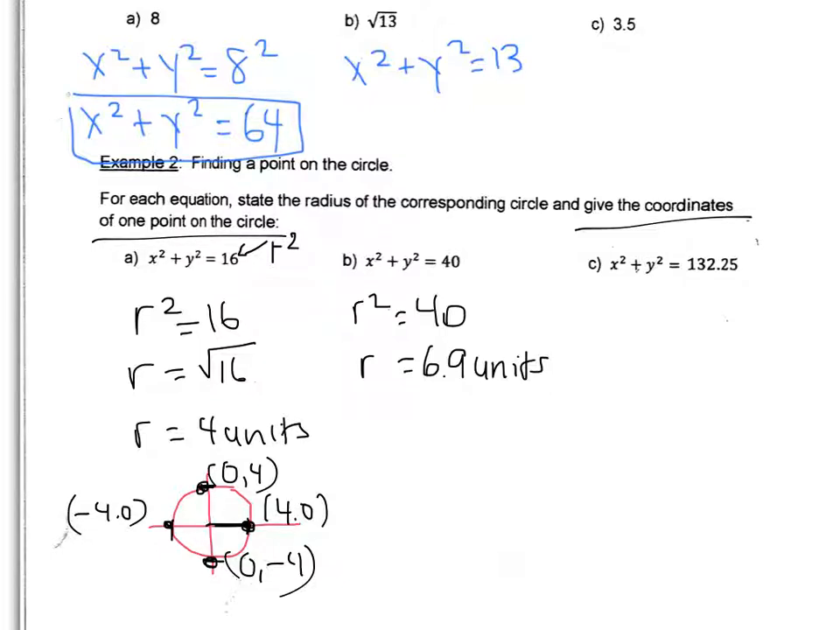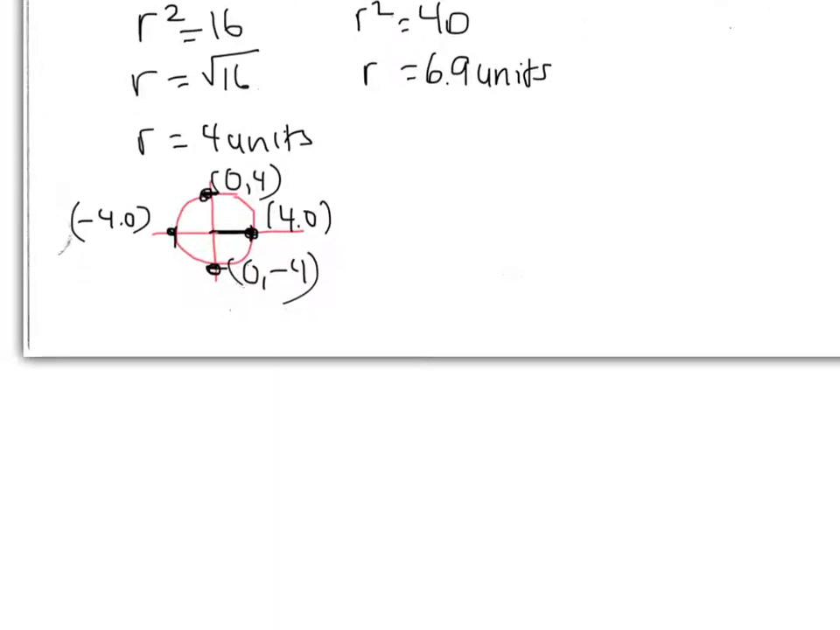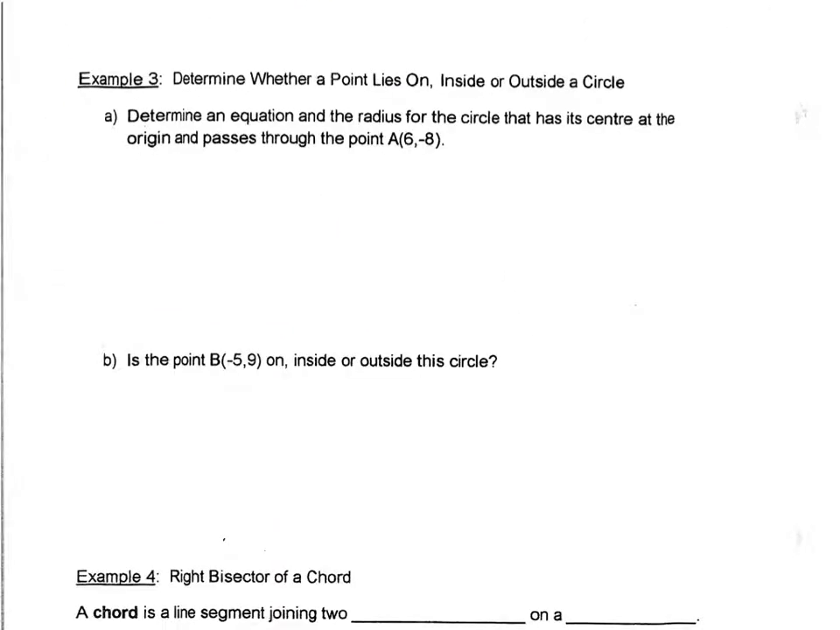So let's look at example 3 on the next. Determining whether a point lies on, inside, or outside a circle. Now this should sound a little familiar. Whether a point lies on something, on a line for example. We've talked about that many times so far this year.